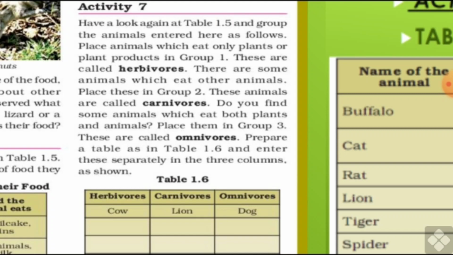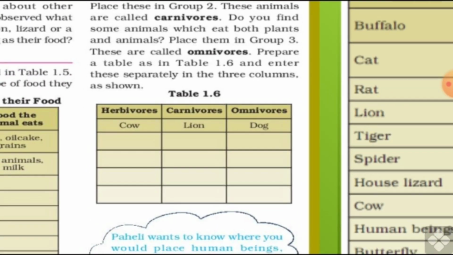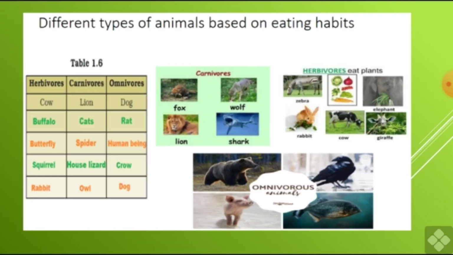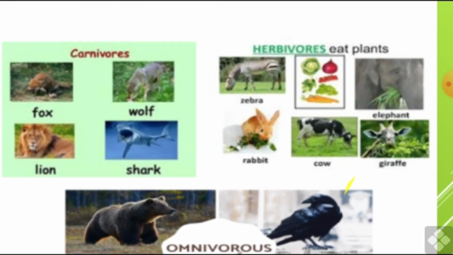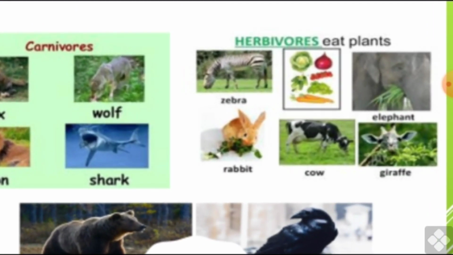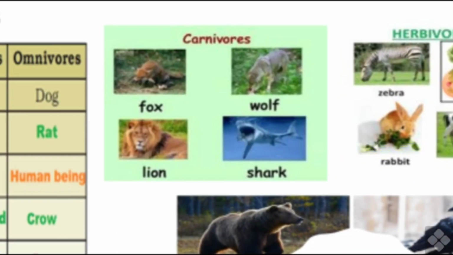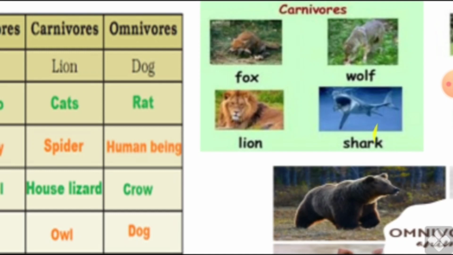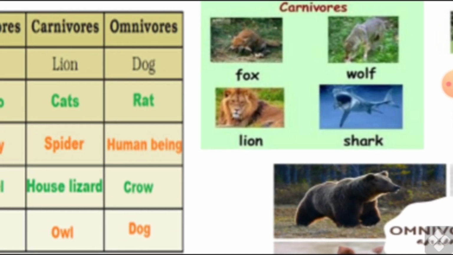So now we are going to complete table 1.6. Here are the different types of animals based on their eating habits. Herbivores: you can see the cow, buffalo, butterfly, squirrel, rabbit. In the picture over here you can see the zebra, rabbit, cow, giraffe and elephant. So these are herbivores. The next category, the carnivores: lion, cat, spider, house lizard and the owl.